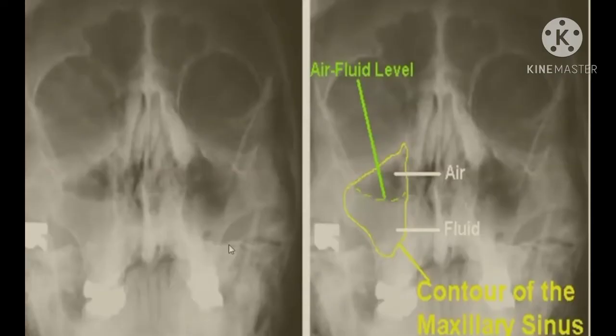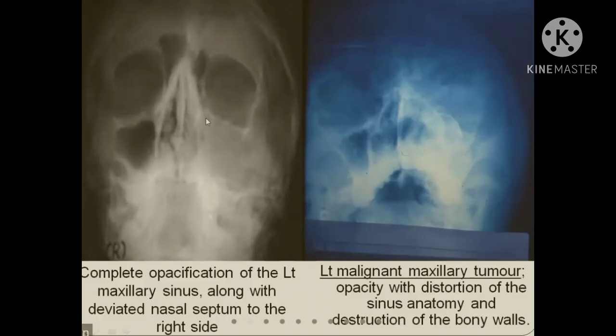Now this is a case showing us a fluid-filled maxillary sinus, and we are able to see the air fluid level as labeled. The contour, as we see, is concave upwards. So this is also an X-ray nose and paranasal sinuses Waters view.